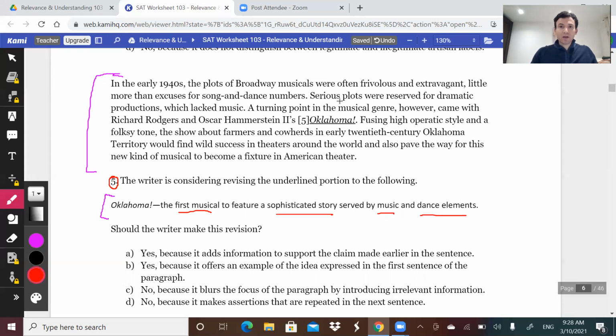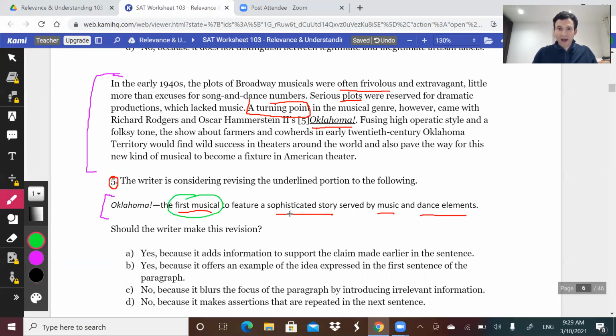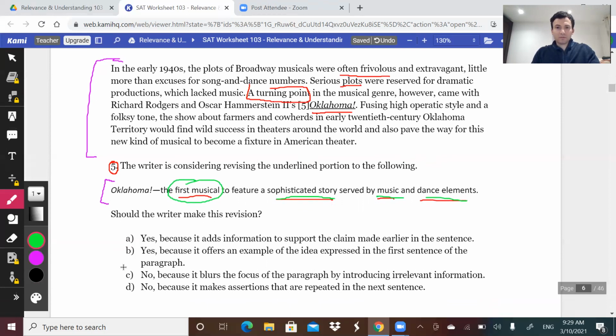Why? Well, it says that forever musicals were silly. They were frivolous. They didn't have plots. Plots were reserved for dramatic productions. And then it says we had a turning point, and the turning point was Oklahoma. So the question is, what makes Oklahoma the turning point? Well, it's the first musical that actually has a good plot to go along with the music and the dance. So it supports the claim made earlier in the sentence, the fact that it's a turning point. That's why we want it.